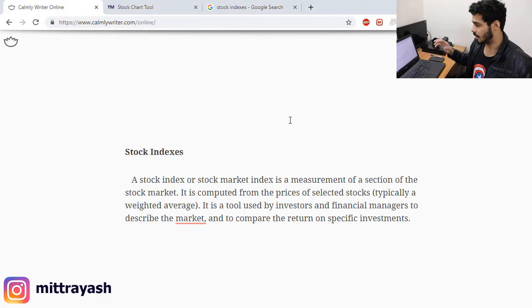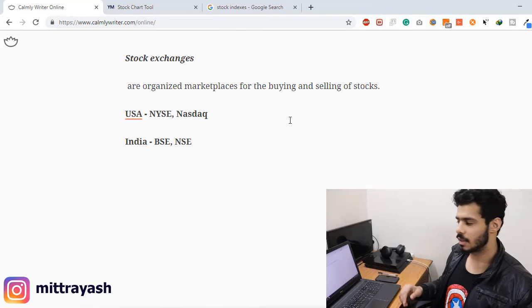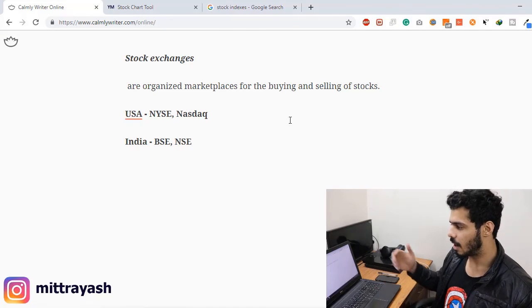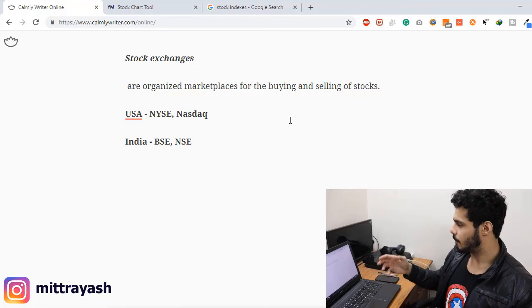It's really just an average of the whole thing, right? And these are stock exchanges, of course. Now you can trade stock indexes as well. There are some ways to do that, and I'll teach you, but don't worry about it.